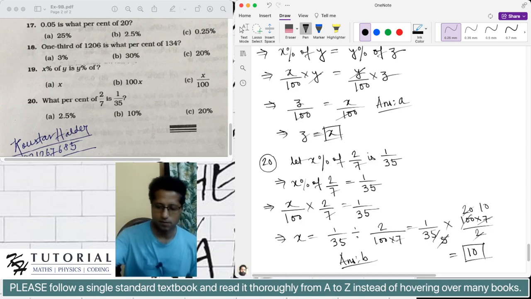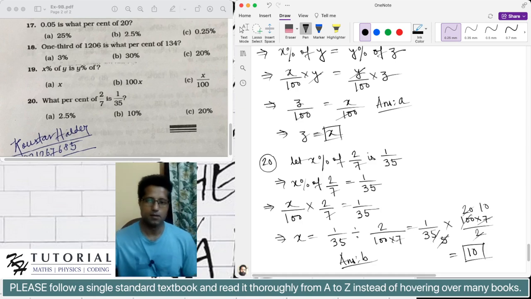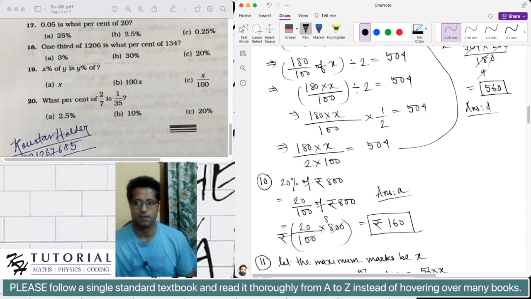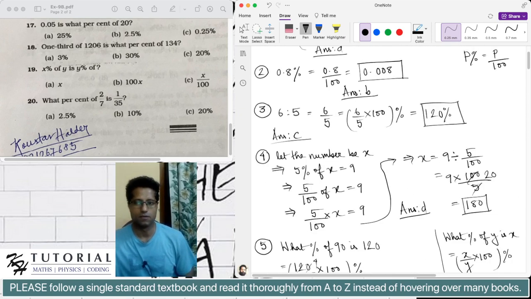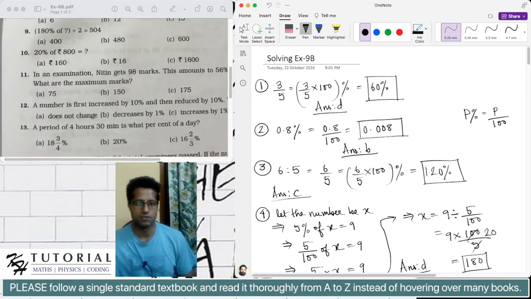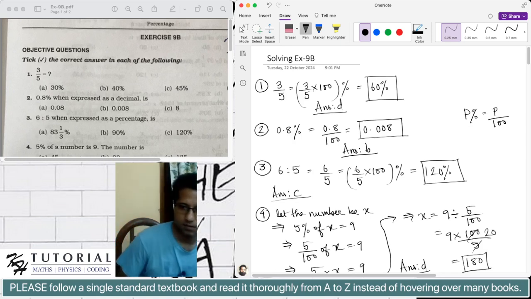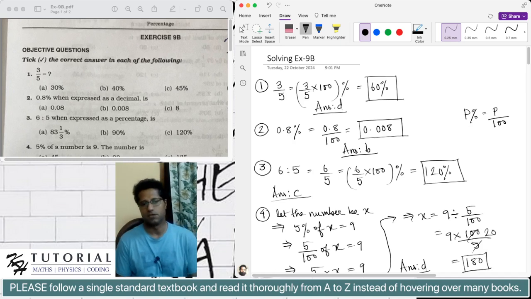So with this, it brings to an end solving the objective questions of exercise 9B. These are a good set of questions to test your basic understanding of the concepts of percentage. I hope this video was beneficial in understanding how to apply the concepts of percentages in solving these variants of problems and some word problems.